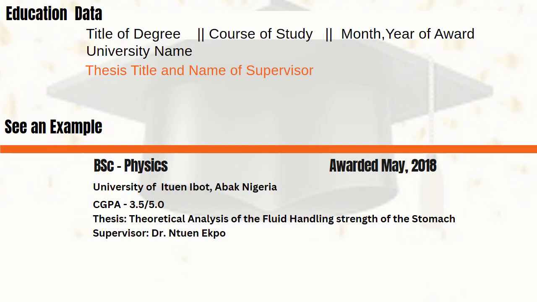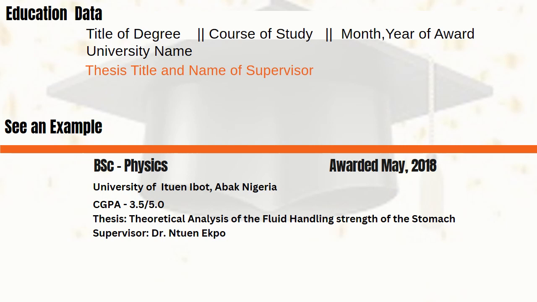The person who owns this particular CV we're using as a sample is a BSc graduate of physics: title of degree, course of study, awarded in May 2018. He went to the University of Ntwenibok, Abak, Nigeria. His CGPA is 3.5 on a scale of 5.0. His thesis is a theoretical analysis of the fluid handling strength of the stomach. Supervisor was Dr. Ntwenibok. That is how you put out the education part of your CV.